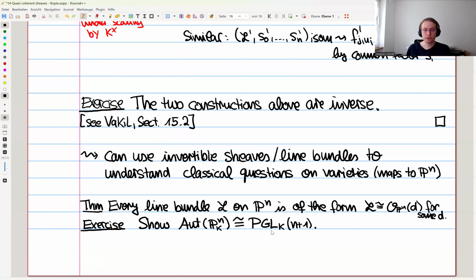And in the last chapter, we're going to talk about some particularly geometrically meaningful quasi-coherent sheaves, which are the sheaves of differentials on a variety and how they can be used to characterize when the variety is smooth.